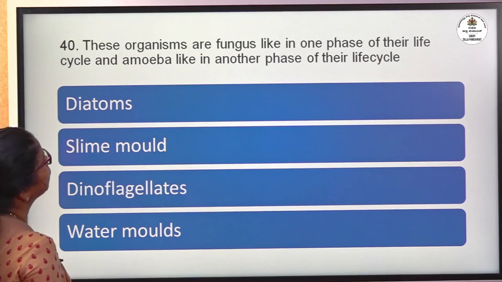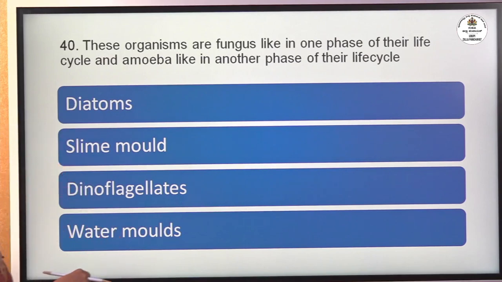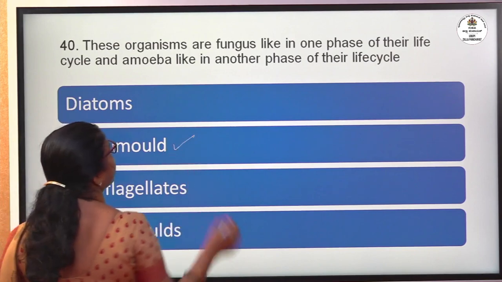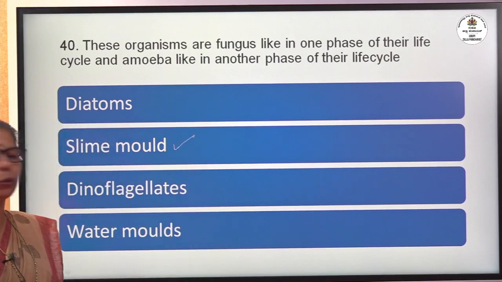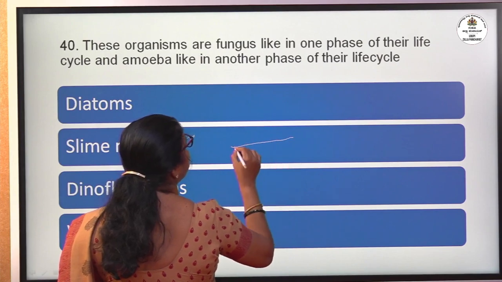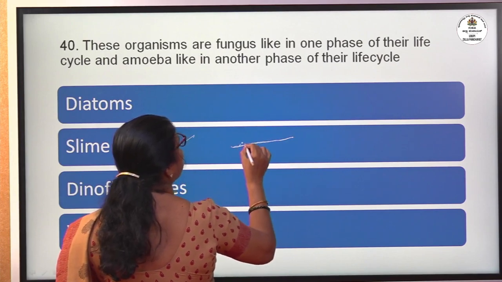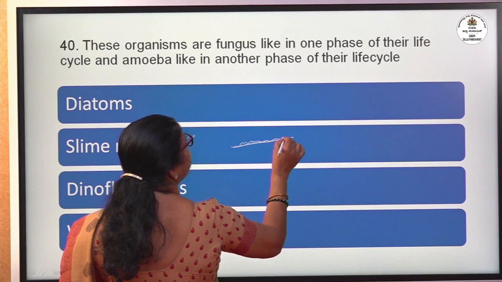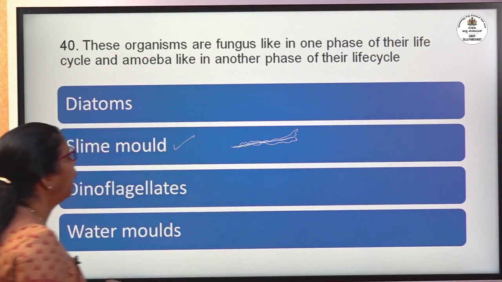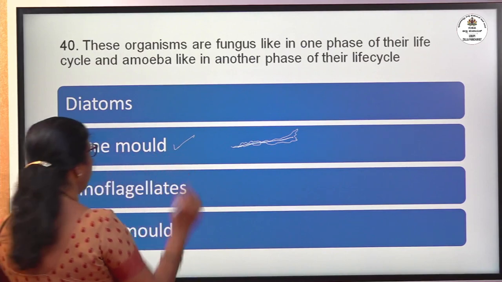These organisms are fungus-like in one phase of their life cycle and amoeba-like in another phase of their life cycle. That is slime mold. They also produce plasmodium, on a decaying branch they will grow and move. So, that is said to be plasmodium, and that is by slime mold.